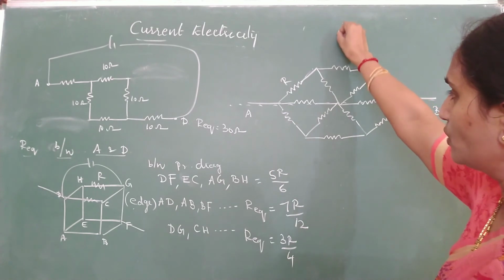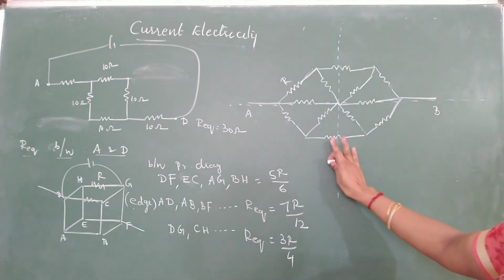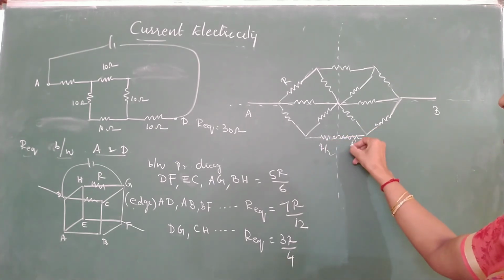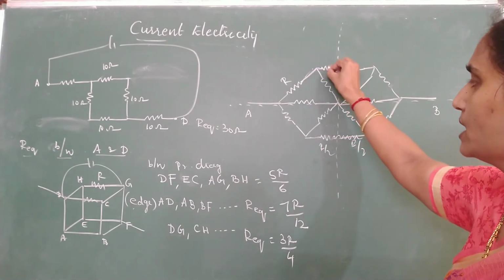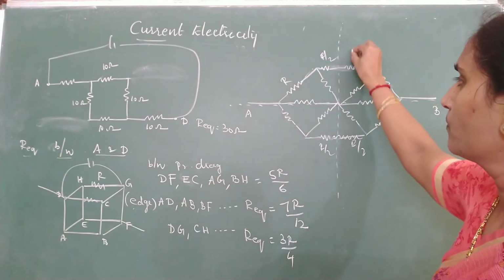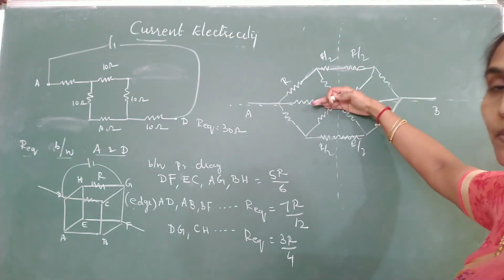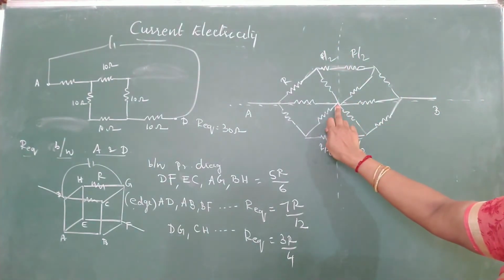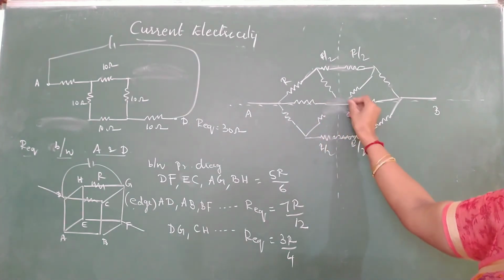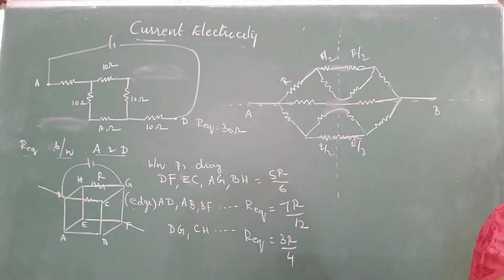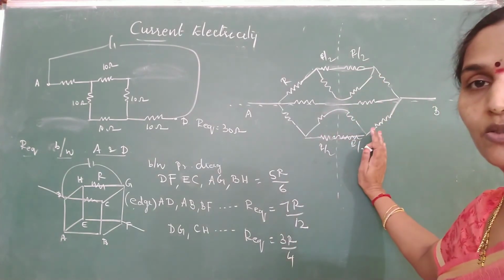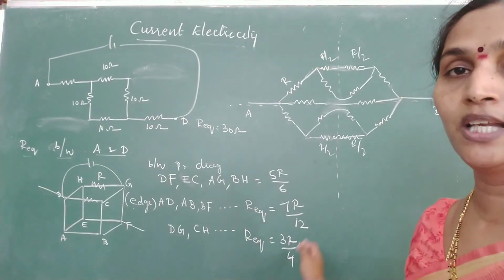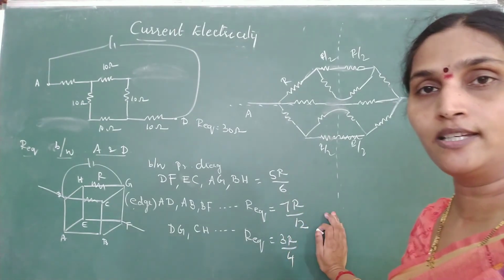Or this circuit also has a perpendicular axis of symmetry. If I remove this as R by 2 and R by 2, here also I will make it R by 2 and R by 2. It has a parallel axis of symmetry and also a perpendicular axis of symmetry. If you have a perpendicular axis of symmetry, you can remove this junction, join the upper two, join the lower two, and then you can solve and find the equivalent resistance. So these are some of the questions where different formulas are used to evaluate the equivalent resistance.